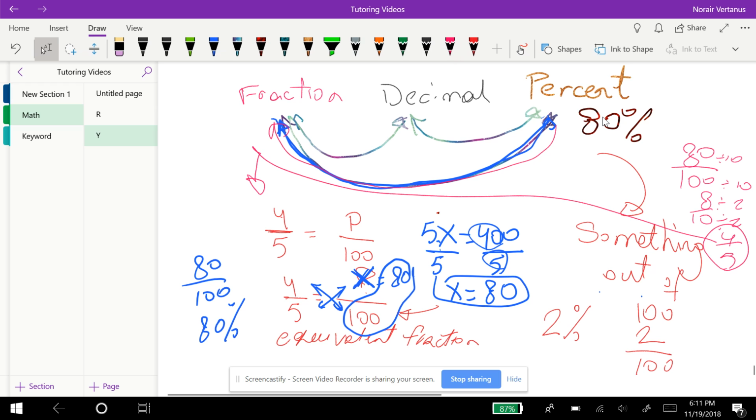How would you go from percent to decimal? I explained it. You move the decimal to the left. How would you go from decimal to percent? I explained how you have to move the decimal right 2 digits. Okay? That's about it.